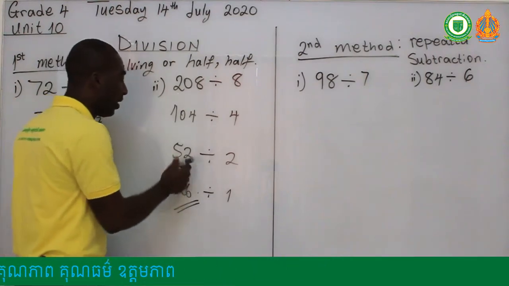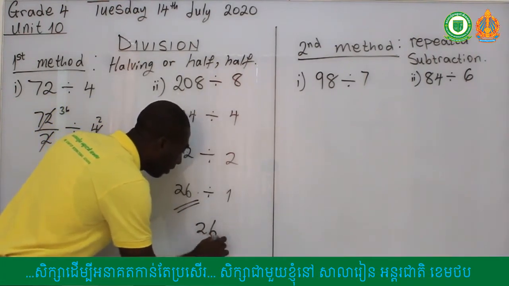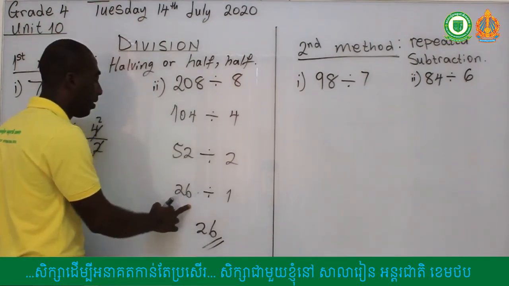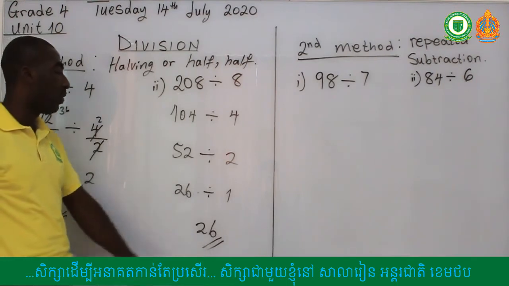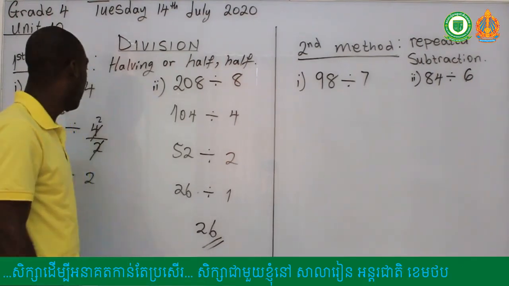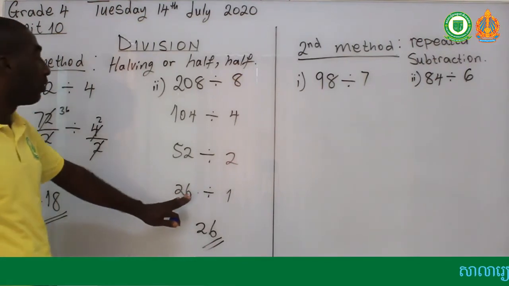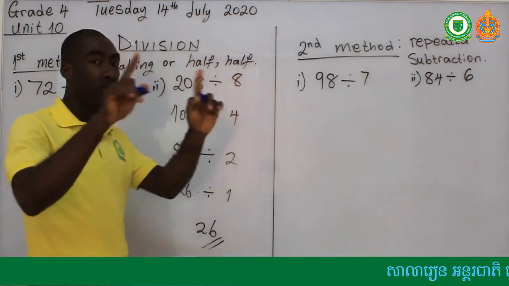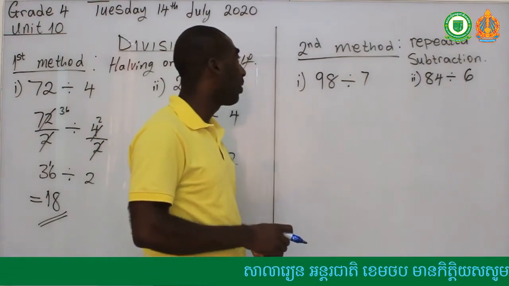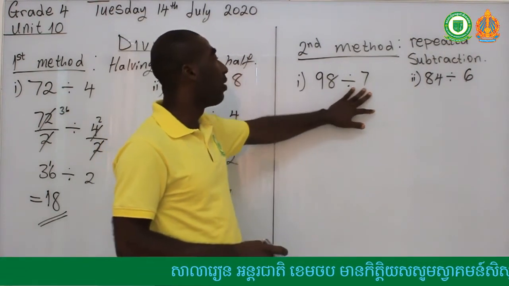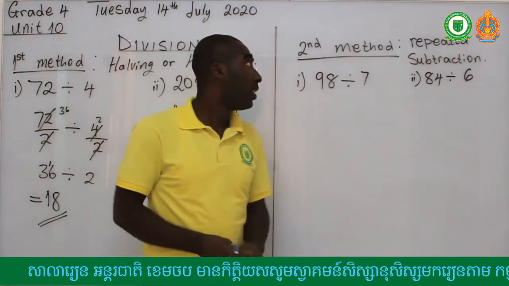So which means our final answer becomes 26. That means we are using the half-half system, and then we have our 26 over here. So I believe with these steps it becomes easier for you to understand as compared to the arrow direction one that we have in the textbook. Okay, so let's see how we can also do that of our repeated subtraction.